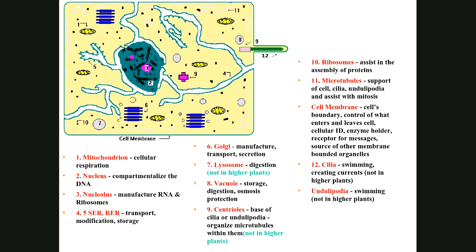So that's the mitochondria, and what they do is cellular respiration, as it says there, which is the process of literally reacting your food with oxygen to create carbon dioxide and water as a waste, and also release the energy as heat and ATP. The second one is the nucleus.